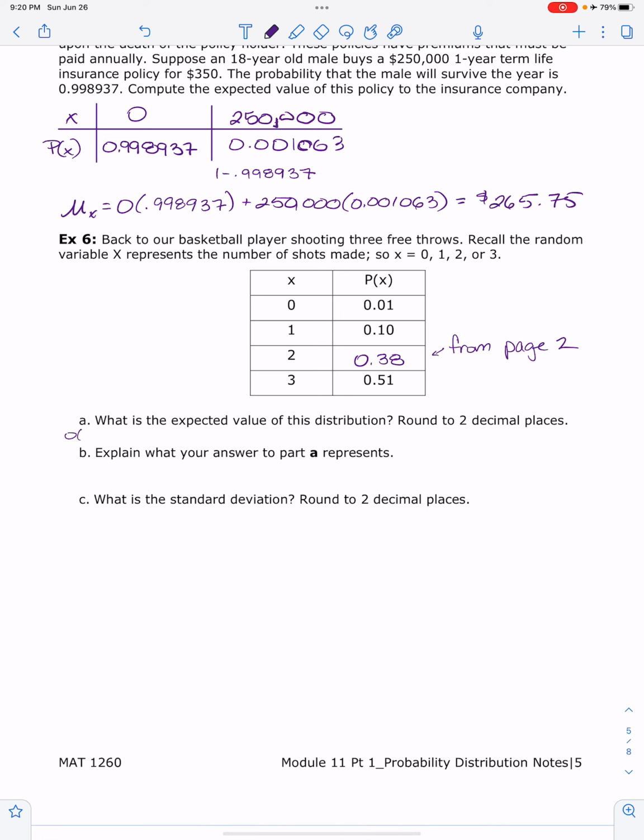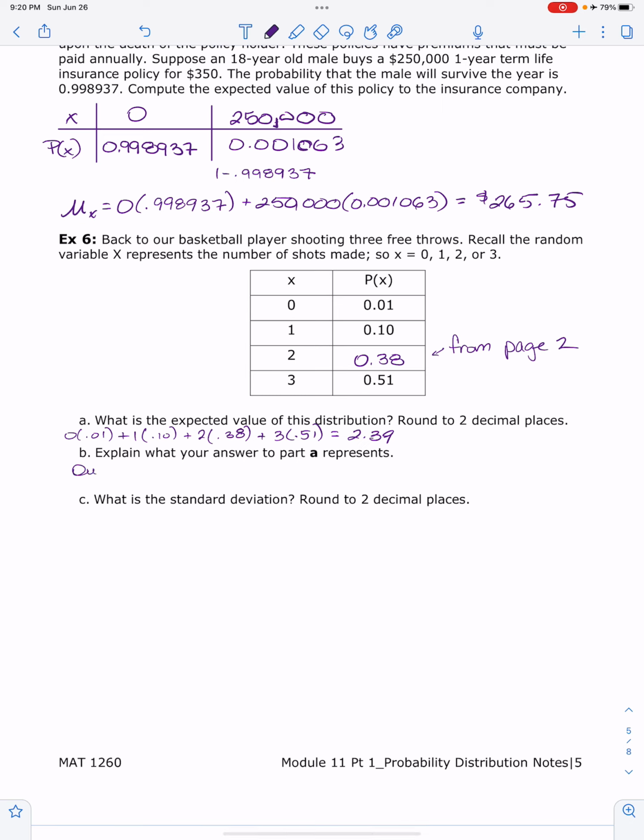The expected value of the distribution: that 0 has a probability of 0.01. That 1 has a probability of 0.10. Our 2 has a probability of 0.38, and our 3 has a probability of 0.51. When we multiply and add those, we get 2.39 as our average.